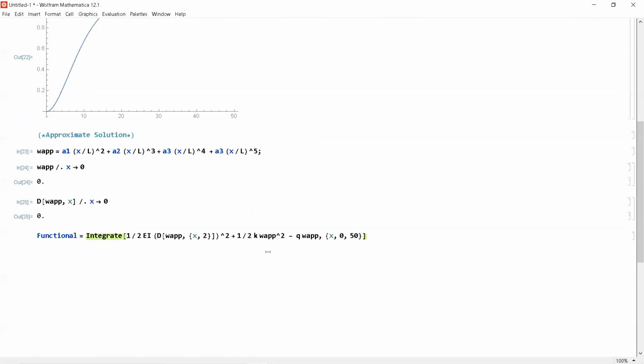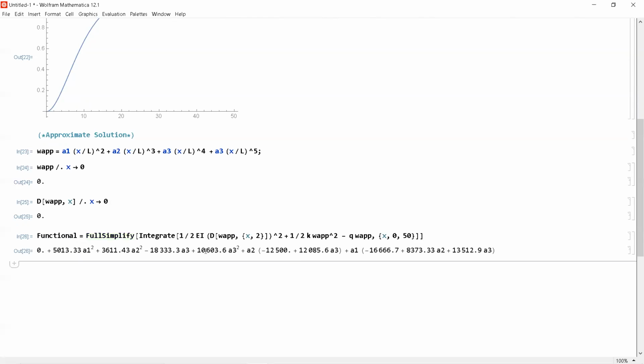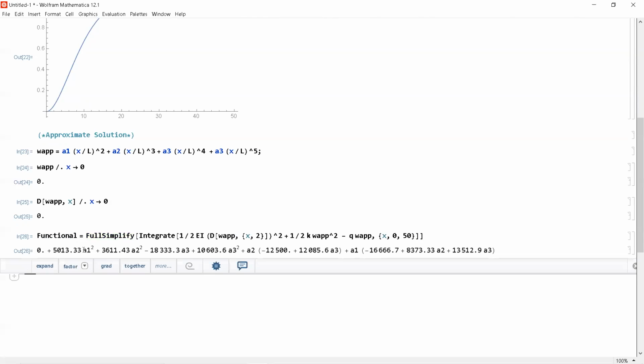That's how you integrate in Mathematica. I'm going to do a full simplify, so everything looks very nice and simplified. That's a way that it takes all the polynomials and puts them very nicely. You can see here, well, it tried to bring everything together, not quite, but that's fine. That's the functional I got. Now I will go and apply.